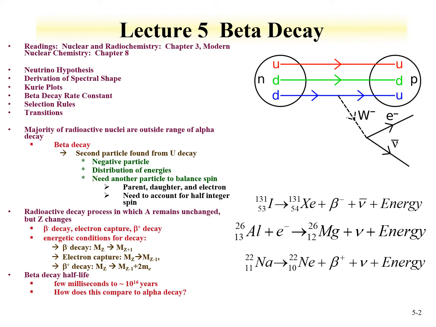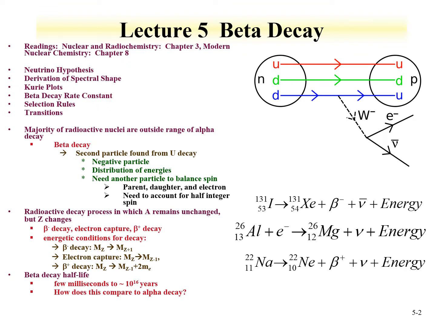isotope undergoing decay. We're going to discuss selection rules, which are based upon the spin and parity change from the parent to the daughter state. Often the daughter state may be an excited nuclear state. Then we're going to talk about different types of transitions.